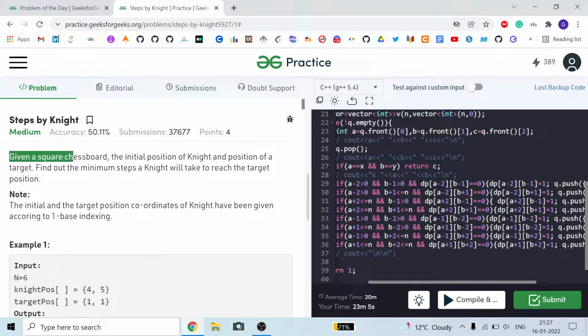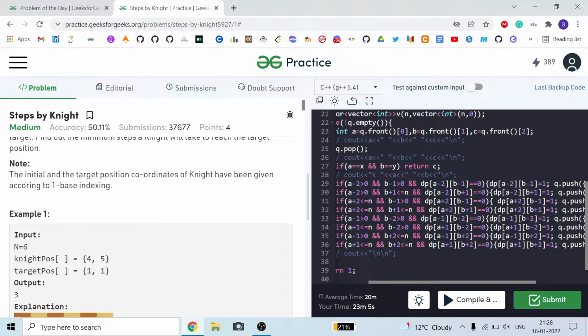So we are given a square chessboard and the initial position of the knight, and we are also given the position of a target, and we have to find out the minimum. Yeah, focus on this one. Minimum steps a knight will take to reach the target position. And the array is one-based indexing.